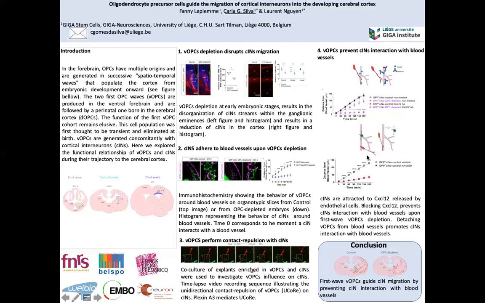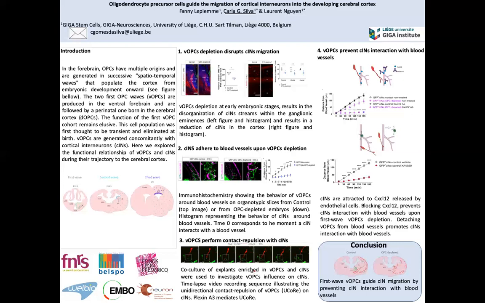Another strategy that we used was detaching OPCs from wild-type slices. The detachment of OPCs from these structures promotes the interaction of interneurons with blood vessels, suggesting that the two populations are in competition for the same chemokine, CXCL12.